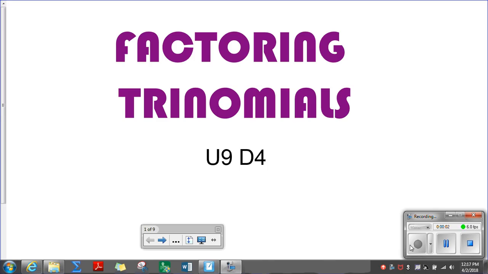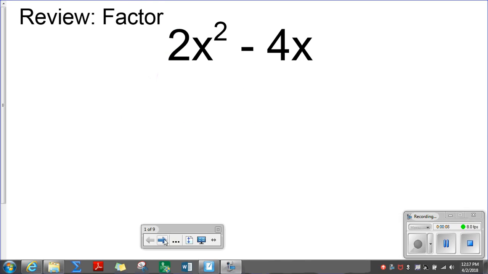Okay guys, we're going to start on factoring trinomials. This is day 4 of Unit 9. But before we start, we're going to go ahead and review this. I want you guys to try to factor out the GCF. So take a second and go ahead and factor this.